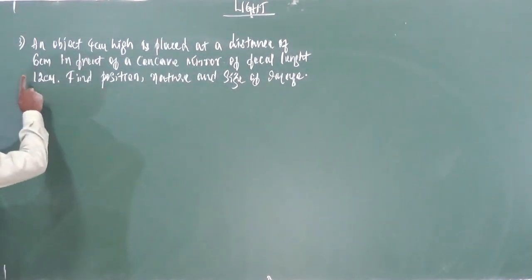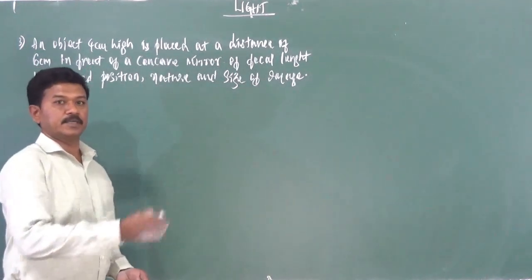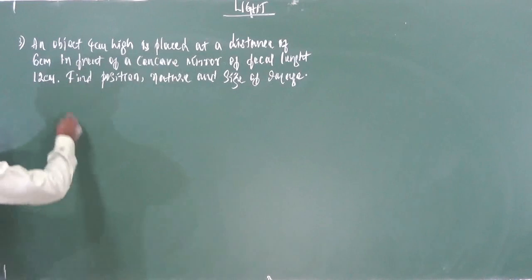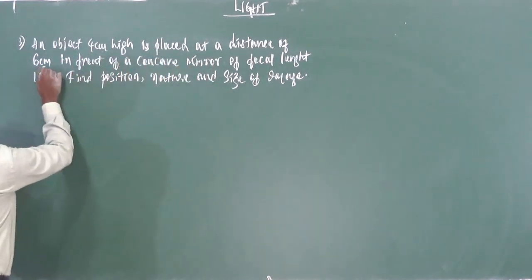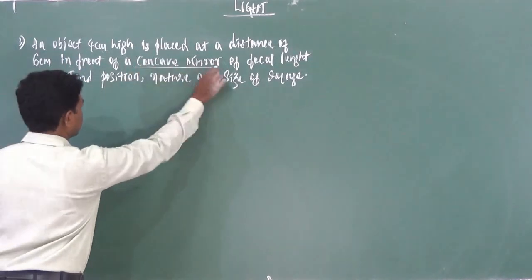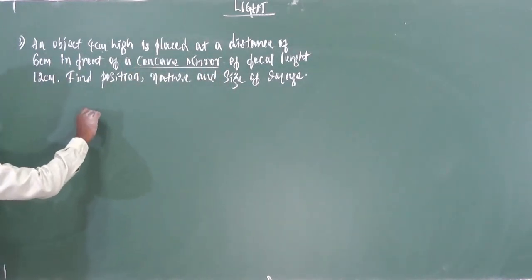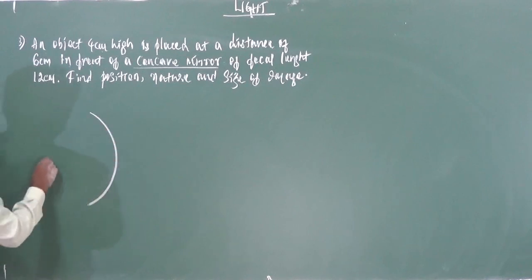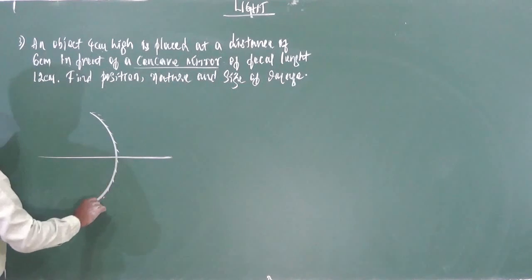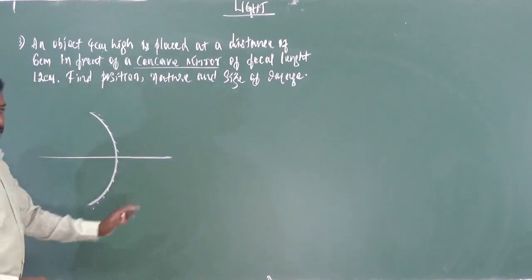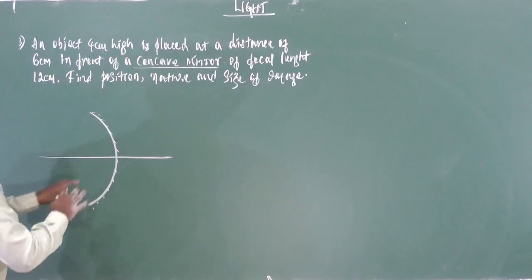An object 4 centimeter high. High is the height of the image or size of the image. An object 4 centimeter high is placed at a distance of 6 centimeters in front of a concave mirror. Let us draw a concave mirror for our reference. This is a concave mirror, this is the principal axis. It's only for our reference, not to be drawn in the examination. You can draw a rough figure and put the values for confirmation.